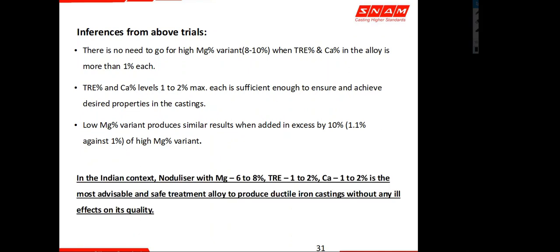So in the Indian context, as we had discussed and seen in the previous slides also, nodulizer with 6-8% magnesium, rare earth 2% max and calcium 2% max is the most advisable and safe treatment alloy to produce ductile iron castings without any ill effects on the quality.